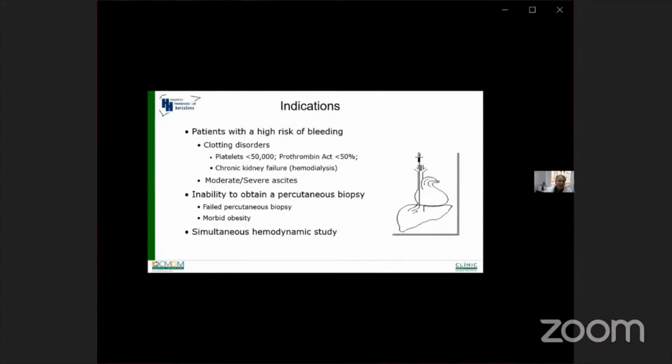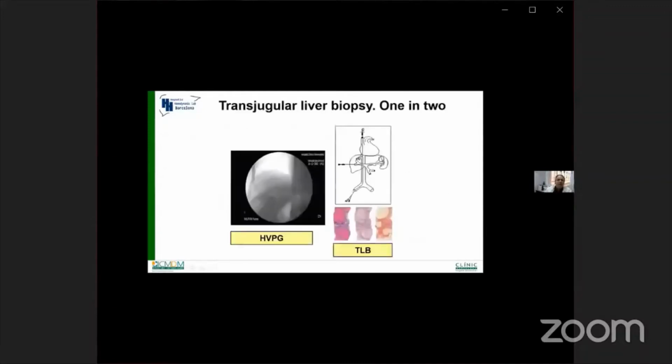And probably more and more frequently, patients are referred to our center who want to analyze the presence or absence of severe portal hypertension through a hepatic venous pressure measurement study, and then we can get a simultaneous hemodynamic study. This is what we call 2 in 1, because if they want us to measure the hepatic venous pressure gradient, it's quite easy during this same procedure to get a liver sample. This is one of the main indications for which we are currently doing transjugular liver biopsy in our center.